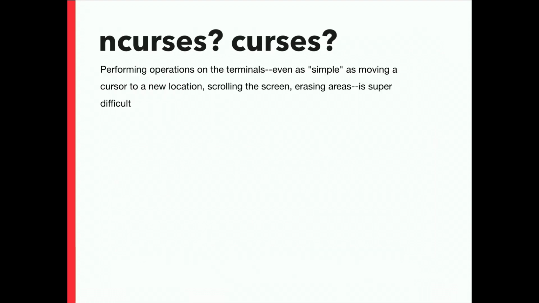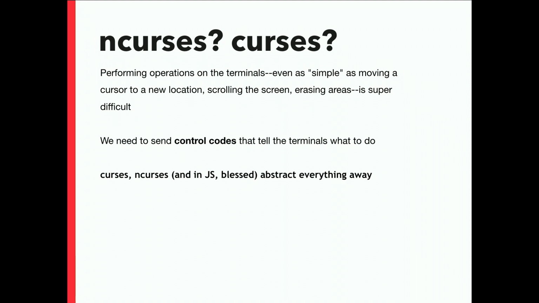So the story is that performing operations on terminals, even as simple as moving a cursor to a new location, scrolling the screen, erasing areas, is super difficult. What we need to do is send control codes that tell the terminal what to do, and it's a bunch of complicated codes. What curses and ncurses are trying to do is abstract everything away. So you don't have to send all of these control codes. You can just say, hey, I want to make a window of this size, and then curses will automatically figure that out for you.